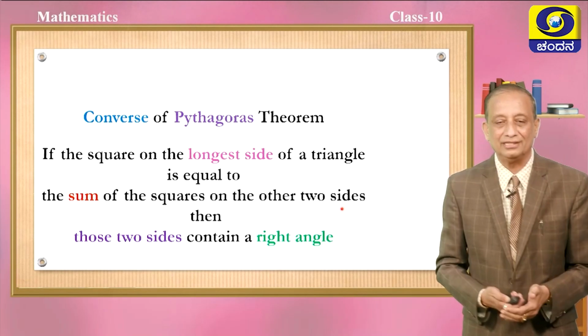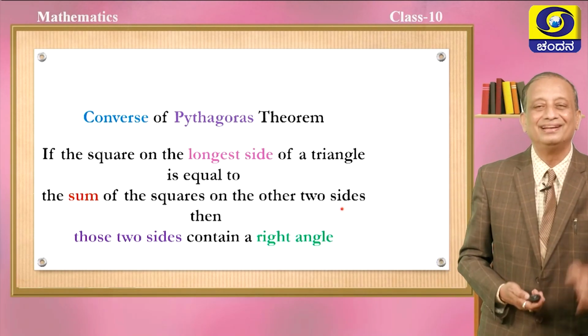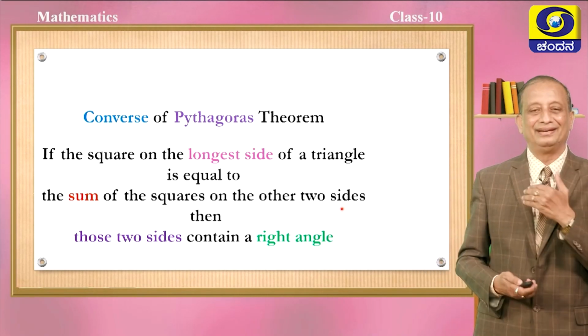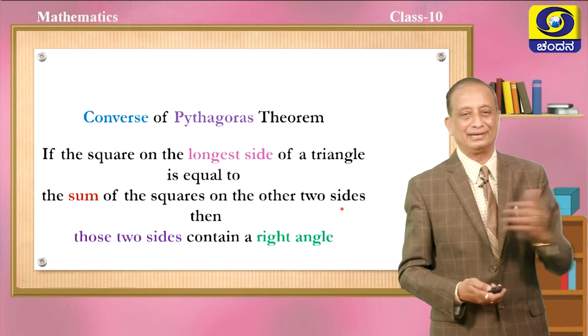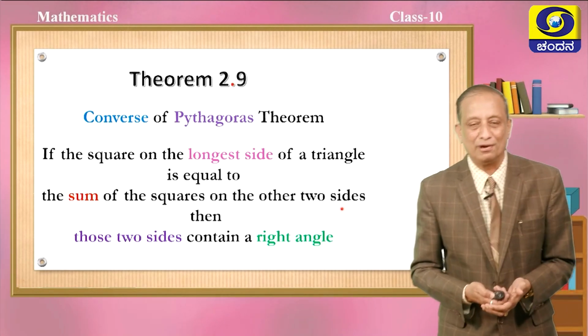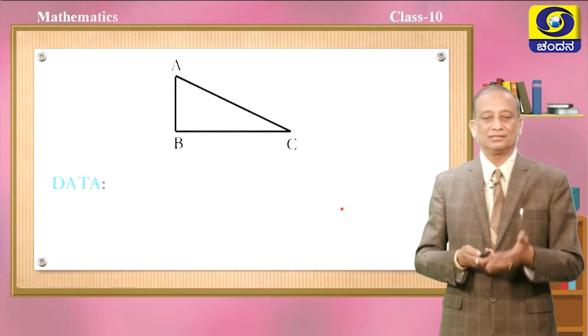Or you can put it this way: if the square on the longest side is not at all equal to the sum of the squares on the other two sides, then those two sides will never contain a right angle, children. So this is theorem number 2.9 as per our textbook. So this is the figure.